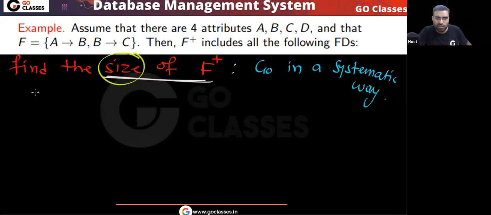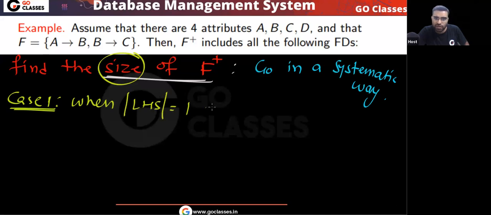Now, first I will consider when LHS has only one attribute. So case one: I will consider when LHS has one attribute, meaning the size of LHS is 1. Now tell me how many such FDs I can infer when LHS has only one attribute.